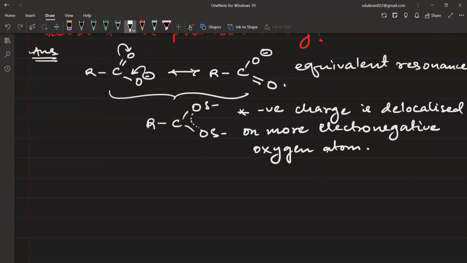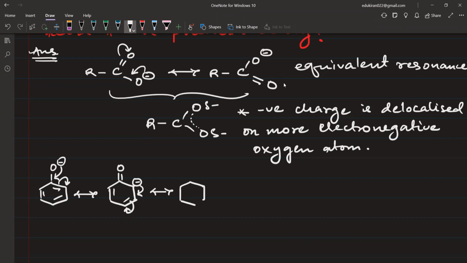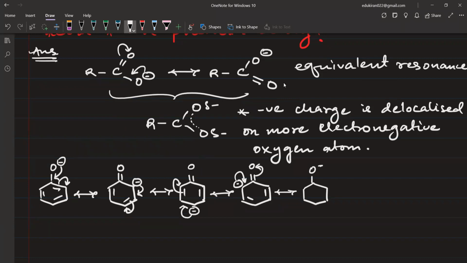Right, next. If you look at phenol, the phenoxide ion, you write non-equivalent resonance.